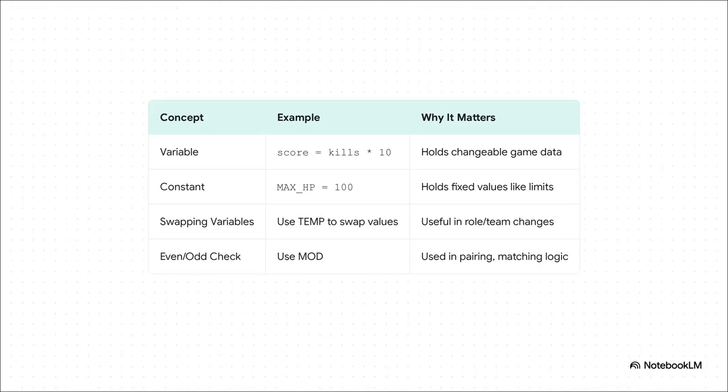If it changes, like your score, it's a variable. If it's a hard rule that never changes, like max HP, it's a constant. That slick TEMP trick is how you swap things without losing data. And that simple even-odd check can be used for all sorts of matching and pairing logic. If you can get your head around these 4 ideas, you've honestly mastered the absolute basics.